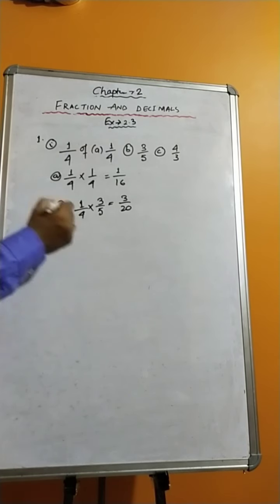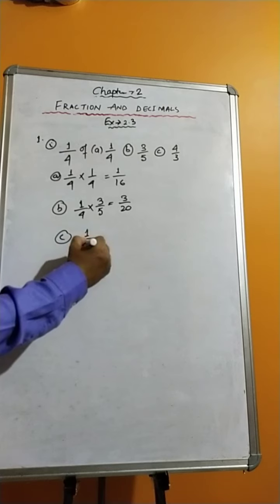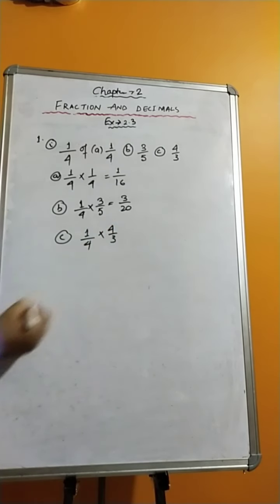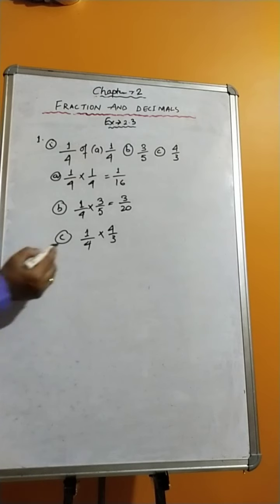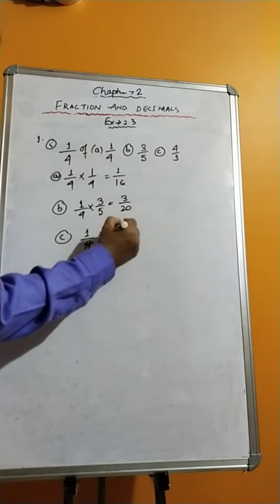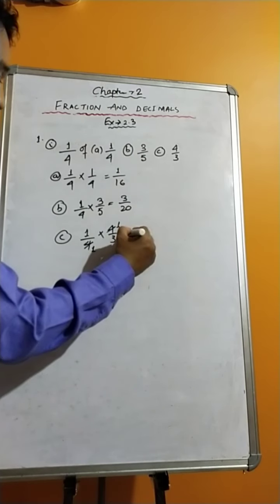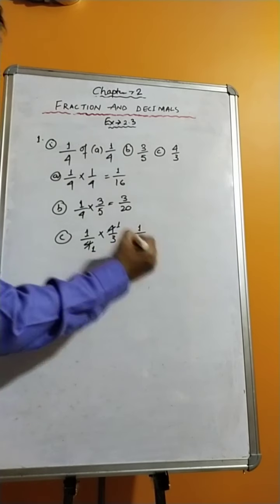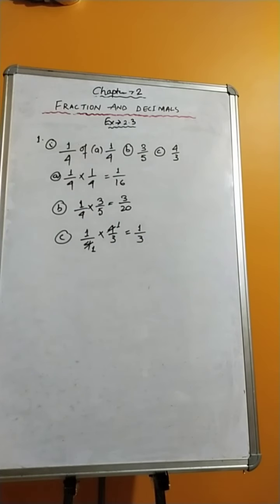Let's do sum number C. In sum number C also we have to multiply 1 by 4 into 4 by 3. Now this time we can reduce the two numbers. Which are the two numbers? 4 and 4. So 4 ones are 4, 4 ones are 4. So what will be the final answer? 1 into 1 is 1 and 1 into 3 is 3. So this is the solution of question number 1, students.